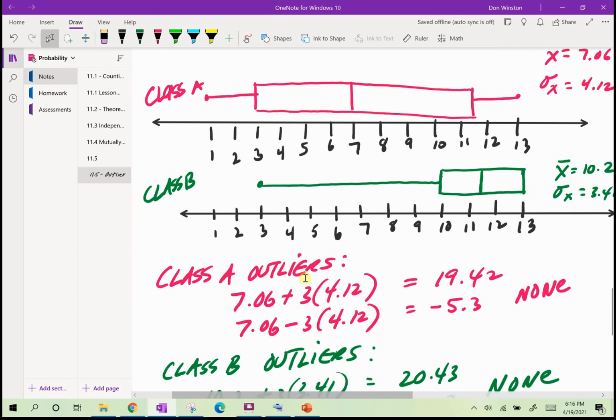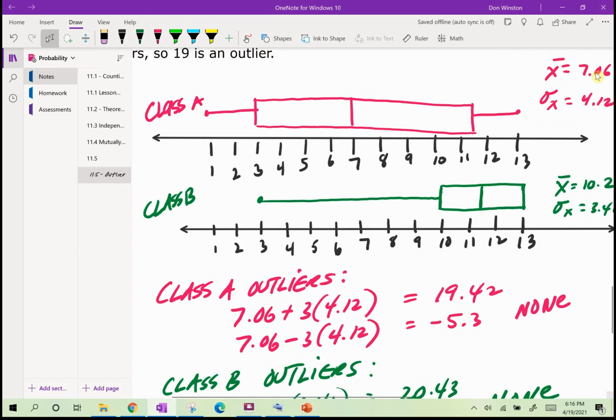So for Class A outliers, we would take the mean of 7.06 and add to that 3 times the standard deviation, and that would be 19.42. And then 7.06 minus 3 times the standard deviation would give you negative 5.3. So there were no outliers. The scores went from 1 to 13. No outliers in Class A.